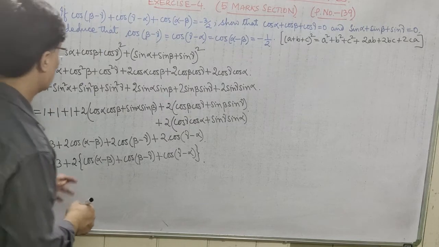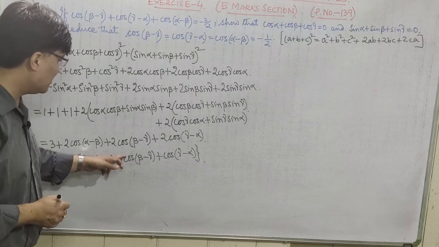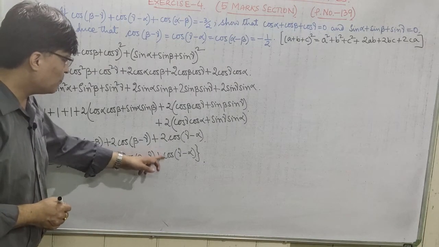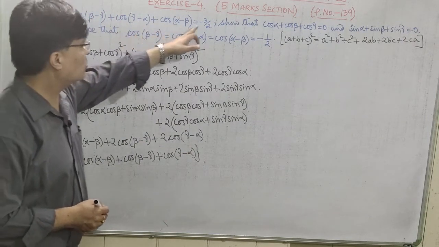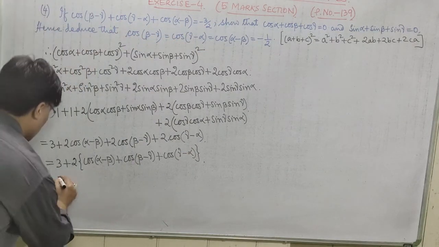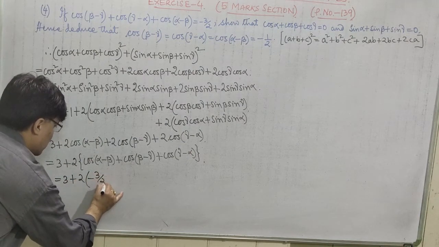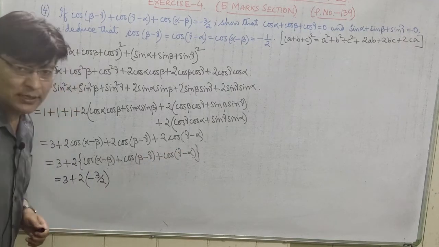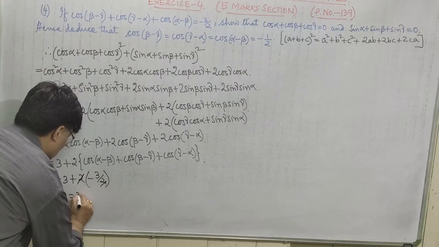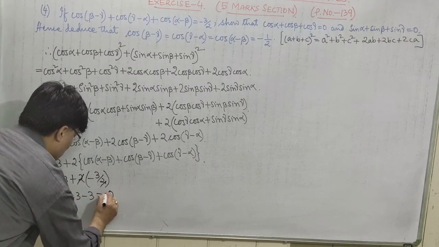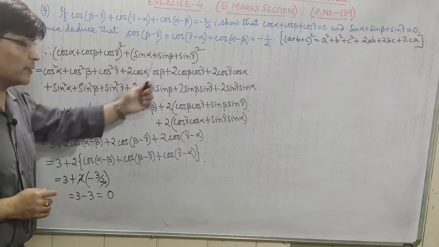So next you can put this value. You can put the value of cos of alpha minus beta plus cos of beta minus gamma plus cos of gamma minus alpha. It is given in the question, which is equal to minus 3 by 2. So this is equal to 3 plus 2 into the value of the expression within the second bracket, which is minus 3 by 2. Okay. So here the 2 gets cancelled, which is equal to 3 minus 3, which is equal to 0. So this 0 is the value for this expression, isn't it?